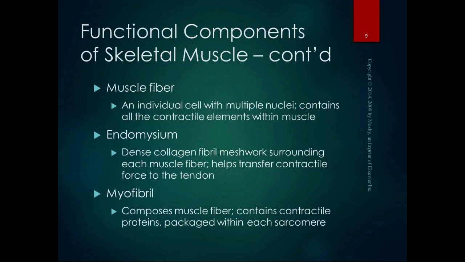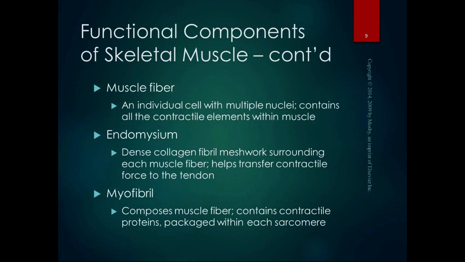So the muscle fiber is an individual muscle cell. It has multiple nuclei. Hopefully in A&P you got to look at some under the microscope. It contains all the contractile elements within the muscle. So even though we have all that connective tissue, the connective tissue doesn't contract. The blood vessels and nerves don't contract. The tendons don't contract. But the individual muscle fibers, those contain the contractile elements within the muscles.